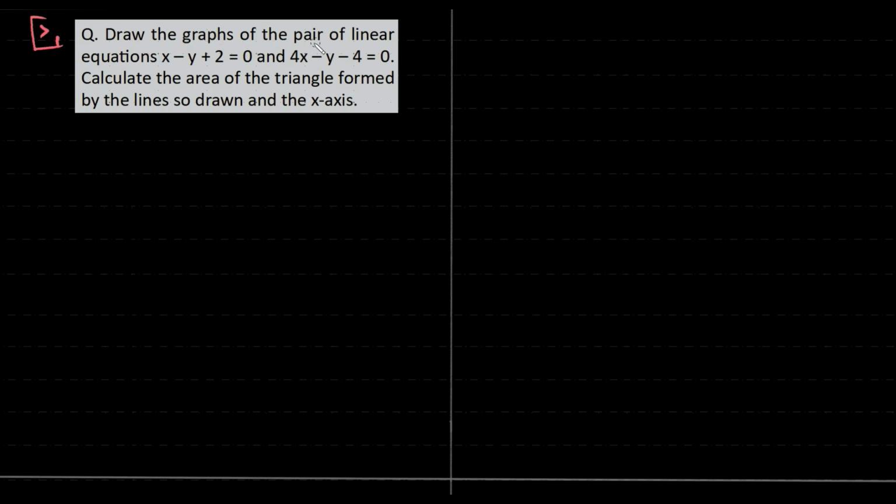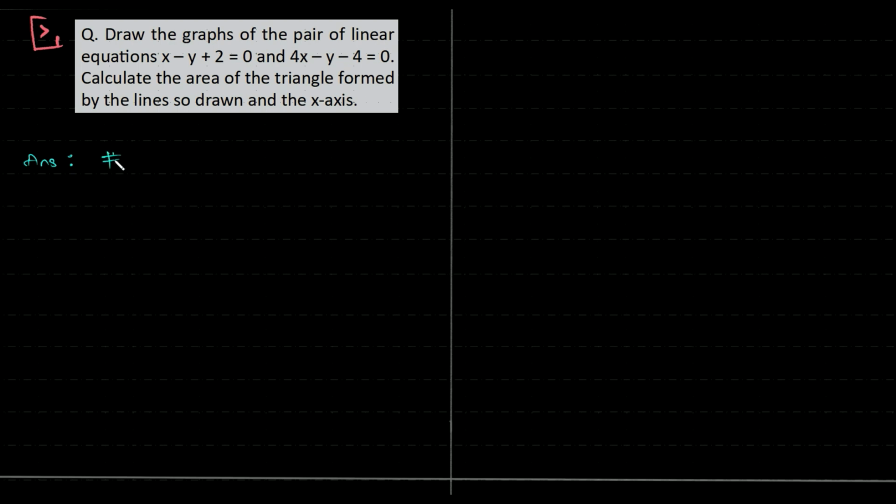Draw the graph of the pair of linear equations, these equations. Calculate the area of the triangle formed by the lines so drawn and the x-axis and the y-axis. So first thing is we need to figure out the coordinates.